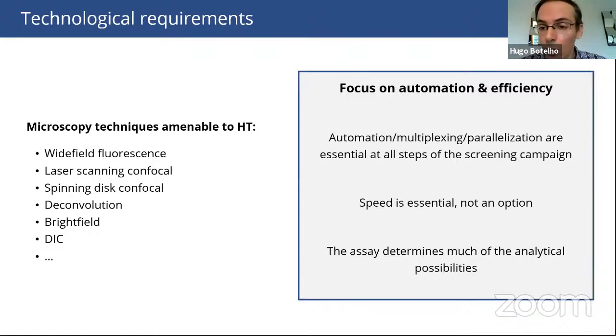So the goal is to use a microscope, which can feature one of these techniques, and automate it in such a way that you can perform many different experiments at the same time in what I call a screening campaign. So here, automation is really essential for the whole process. If you are screening a library with thousands of compounds, you have no option. Either your microscope is automated to the point where it can perform many steps of the imaging process autonomously, or you will not be able to efficiently screen this large library of compounds.